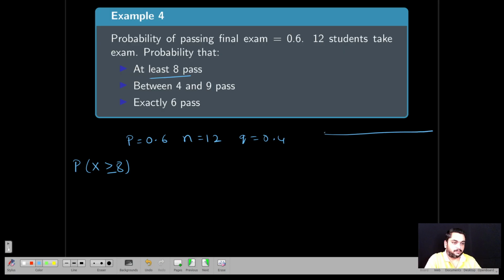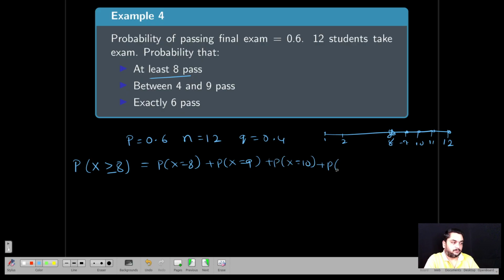Again, if you remember that number line. So 1, 2, up to 8, 9, 10, 11, 12. Let us say 12 students. Greater than or equal to 8 means what? This point, this point, this point, and this point. So add all those. This will be P of X equal to 8 plus P of X equal to 9 plus P of X equal to 10, P of X equal to 11, and so on, plus P of X equal to 12, all 12 students.